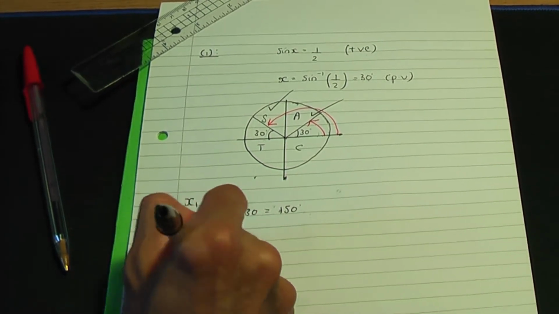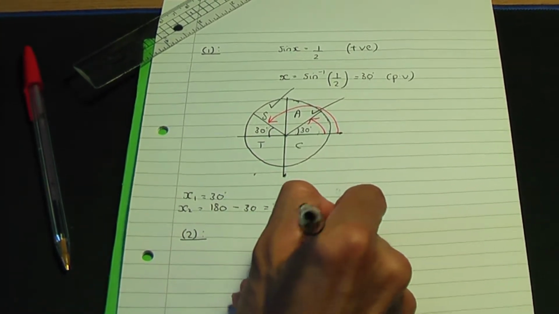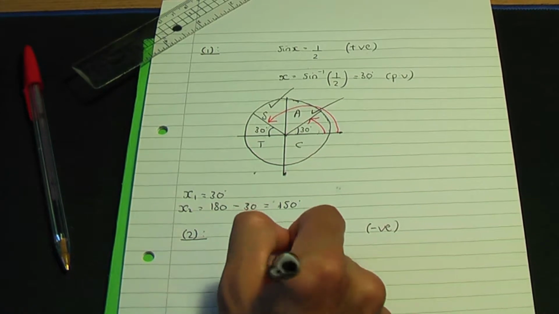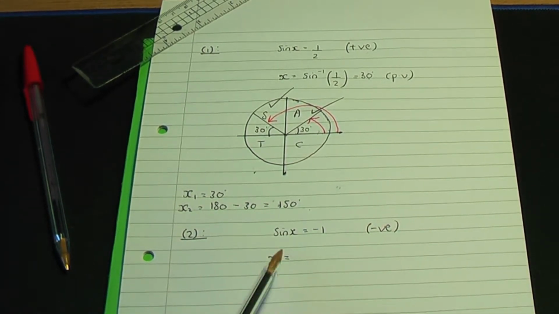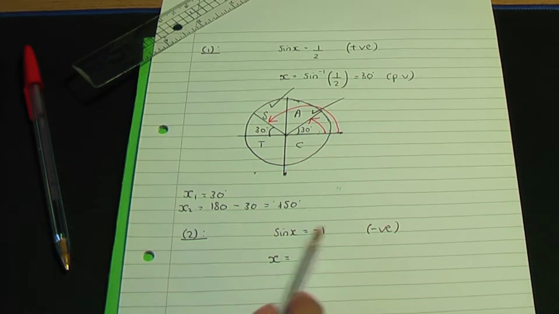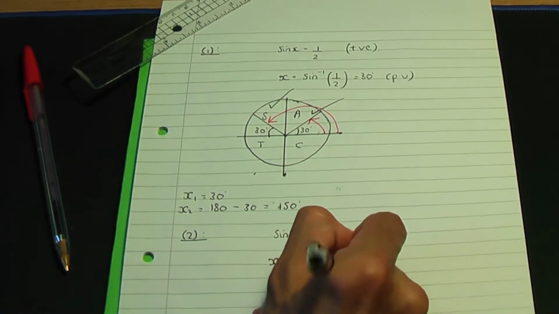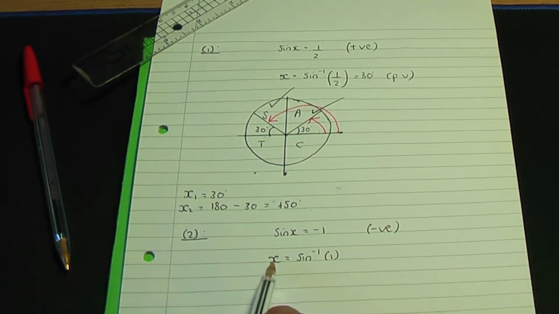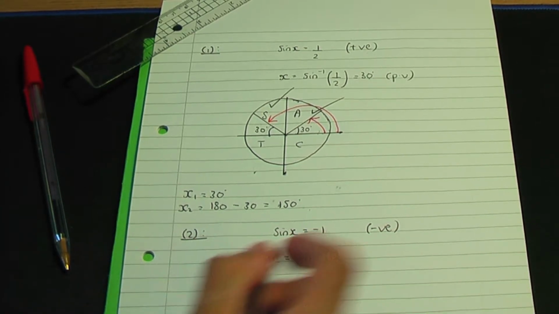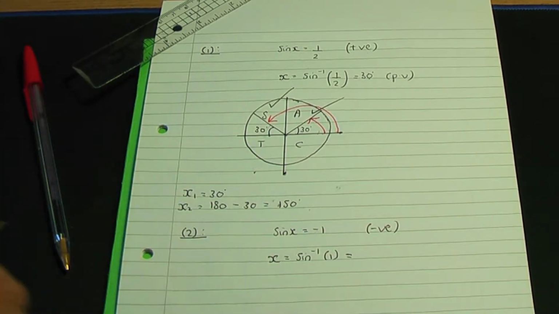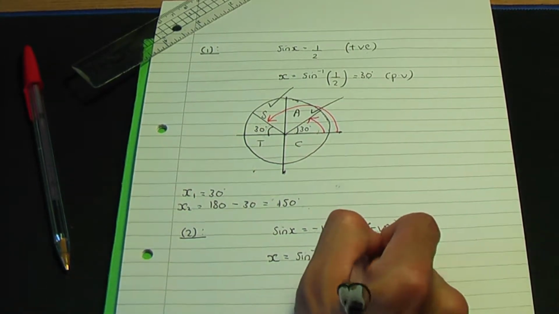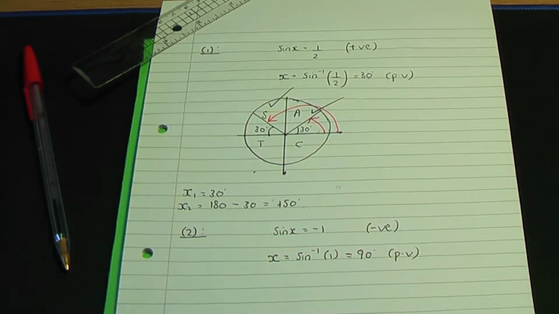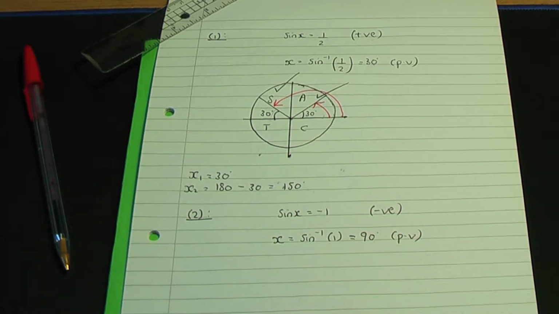So here is number 2. Sine x is equal to minus 1. The minus indicates sine is negative. But remember, when calculating the principal value, ignore that minus and work out the inverse sine of the positive value. In this case, if you work out the inverse sine of 1, you're going to get 90 degrees. That's a standard result. Sine 90 is 1.